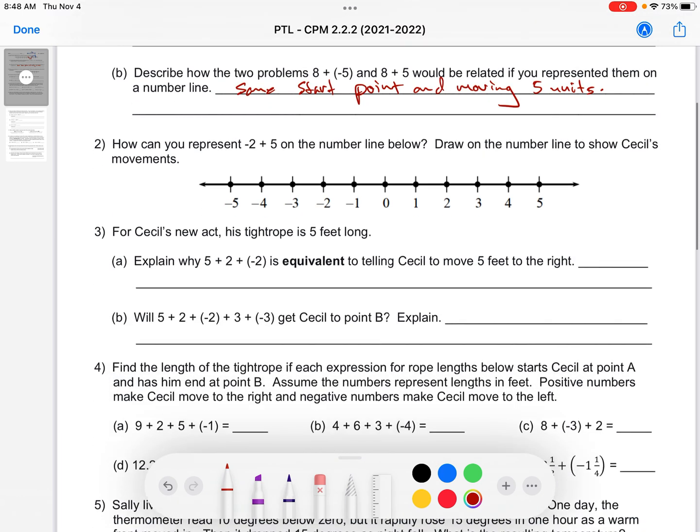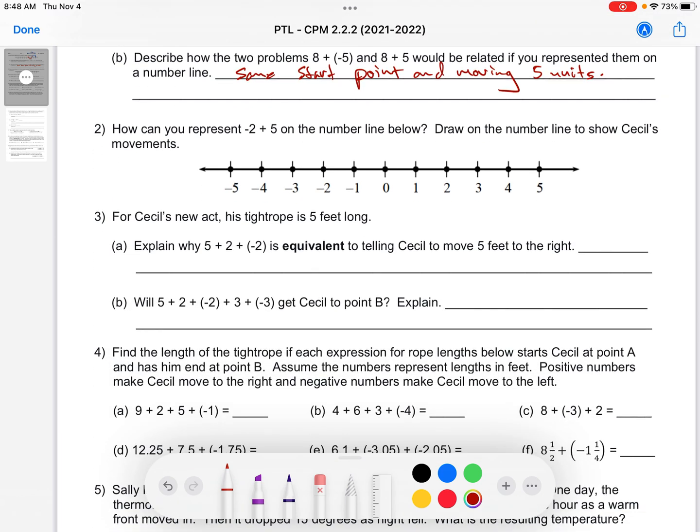How can you represent negative 2 plus 5 on the number line below? Well, what does that mean? First off, that negative 2 says we're going to start at negative 2. What's a plus 5? Well, we're going to go up 1, 2, 3, 4, 5, right? There's my plus 5, ending up at 3.